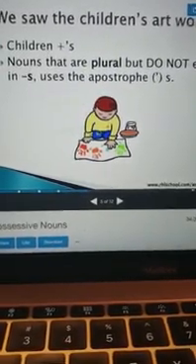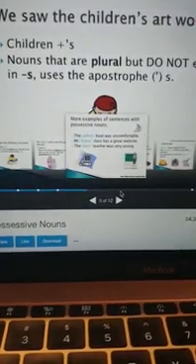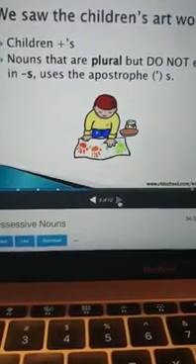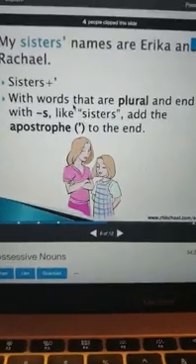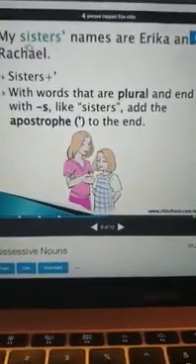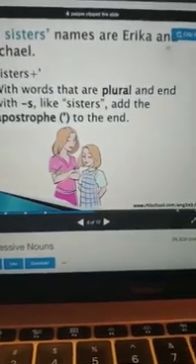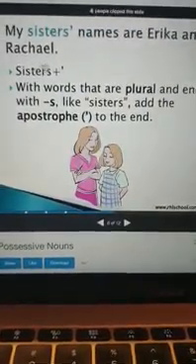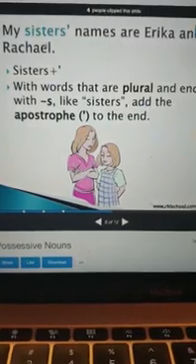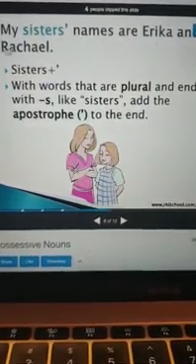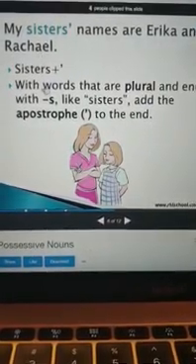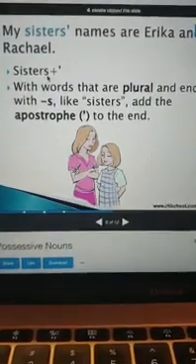So if that is the case, what do we do? We use only the apostrophe there. For example, here, my sisters, see, this is plural. My sisters' names are Erica and Rachel. So this girl has got two sisters, Erica and Rachel, so she'll write the plural. Sisters, it is ending with s.